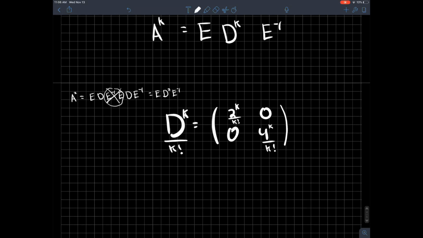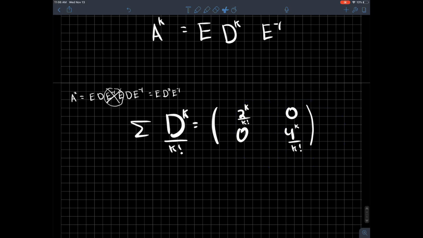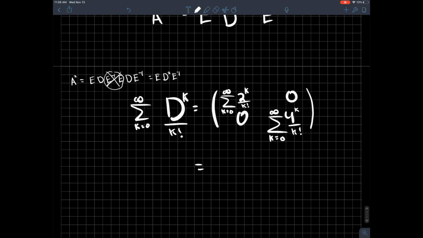The next thing that we do is introduce the summation. Well, how do you add matrices? Term by term. So we have K going from 0 to infinity, in each entry. What do we have here in each of the components? This is just the Taylor series for e to the x, so it's just e to the 2. Here we have e to the 4, we have a 0, and we have a 0.